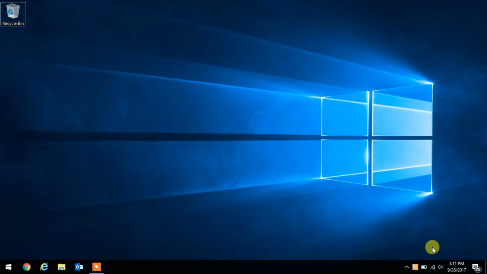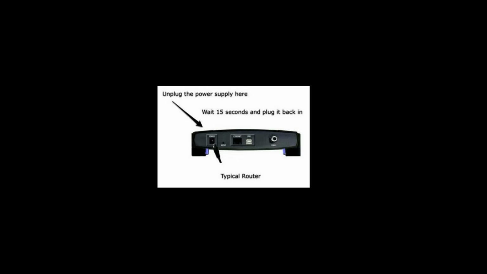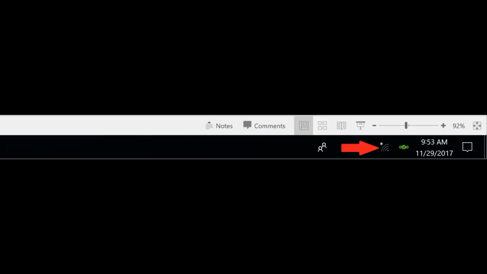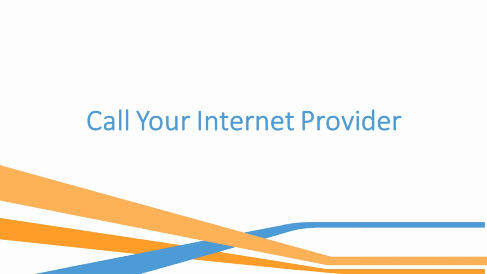If you're still having problems with your wireless internet, you may need to restart your wireless router. If you're at work, you'll need to call the help desk to have IT look into the issue. But if you're at home, you can find your wireless router, unplug the power cable for about 10 seconds, and plug it back in. Check your computer for internet access again. If this doesn't do it, you may need to call your internet service provider for support.